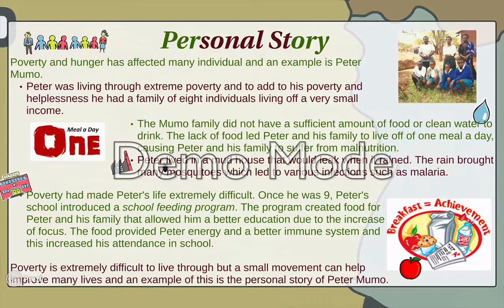Once he was 9, Peter's school introduced a school feeding program. The program created food for Peter and his family that allowed him a better education due to the increase of focus. The food provided Peter energy and a better immune system, and this increased his attendance in school. Poverty is extremely difficult to live through, but a small movement can help improve many lives. An example of this is the personal story of Peter Momo.